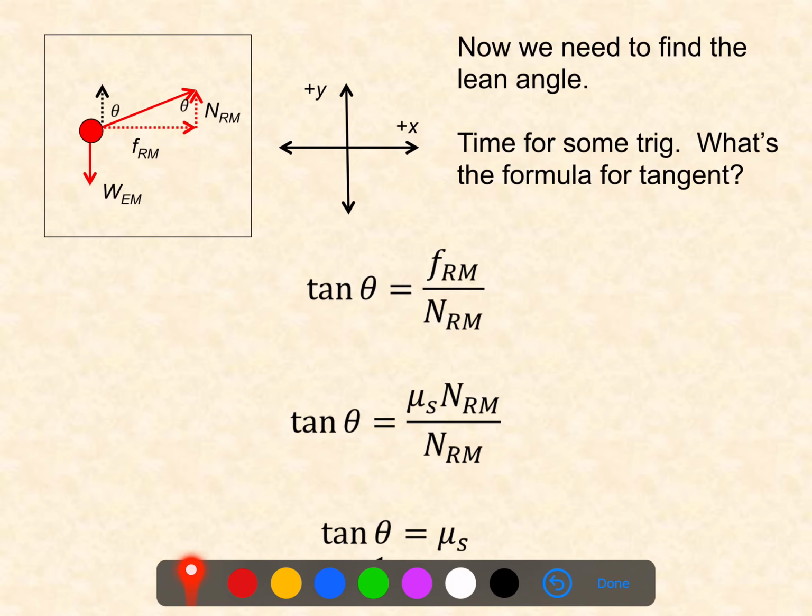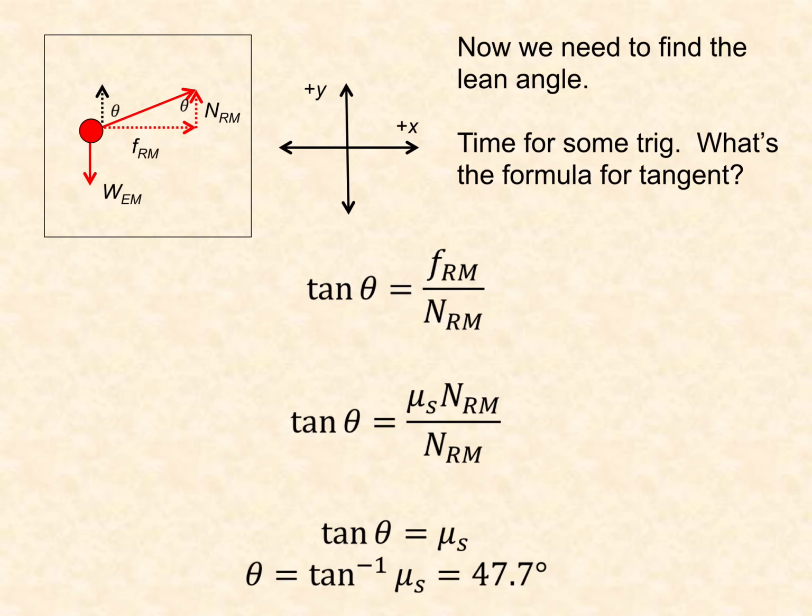When I plug in that the frictional force is equal to mu times the normal force, I can see that these normal forces actually cancel out. And so the only thing this lean angle depends upon is the frictional coefficient. Plugging in the value for the frictional coefficient and then taking the inverse tangent in order to solve, I find an angle of 47.7 degrees, which is a pretty steep angle to have to lean from the vertical.